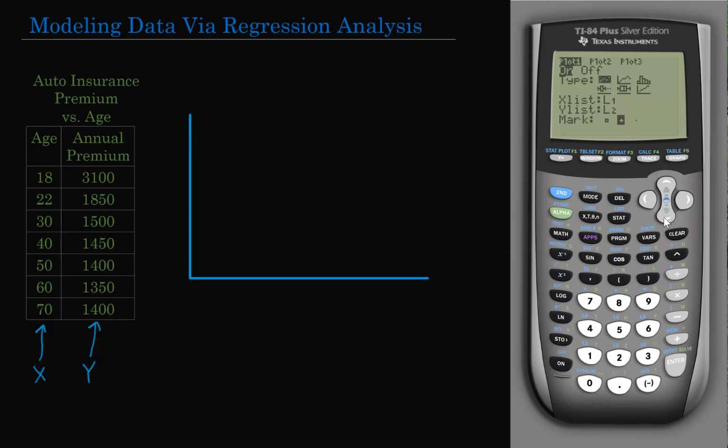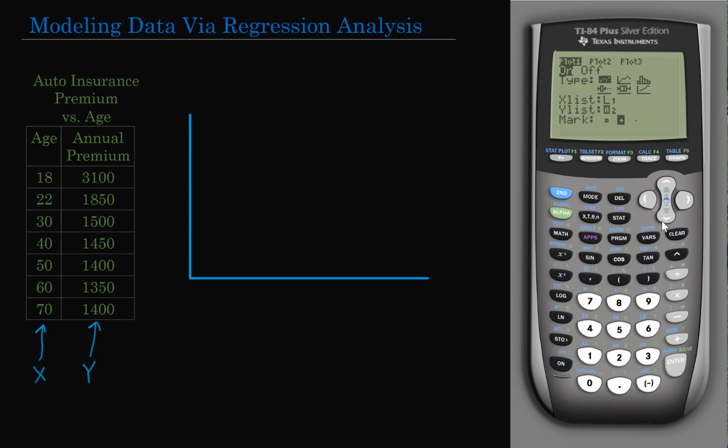The next thing you want to do is go to your X list and make sure it reads list 1. To get list 1, look down the keyboard. See on the numeric key 1, in blue above that it says L1. To get it to read L1, you're going to press the blue key in the upper left and then press 1. It should read list 1.